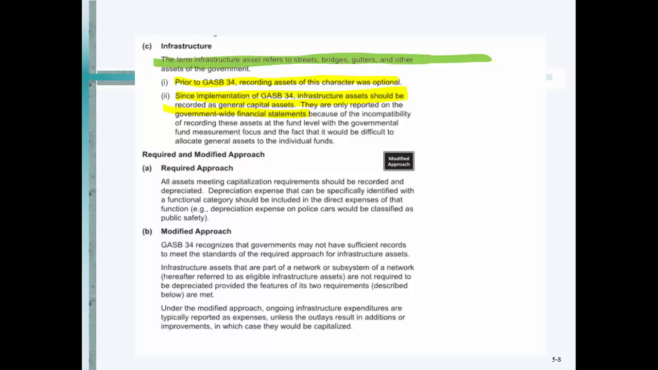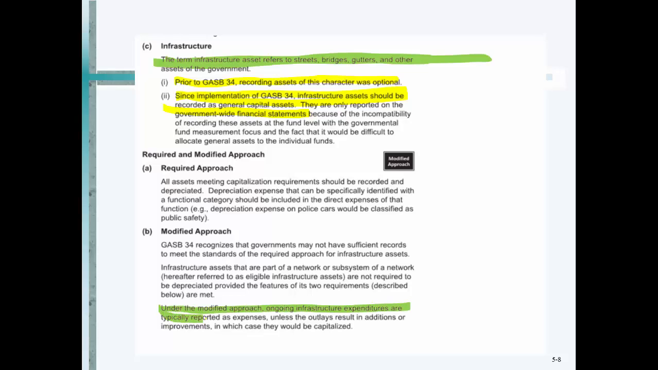So GASB took pity and said, okay, the required approach is that you depreciate your infrastructure assets, but we'll give you a modified approach. And under the modified approach, you will not have to depreciate your infrastructure assets.